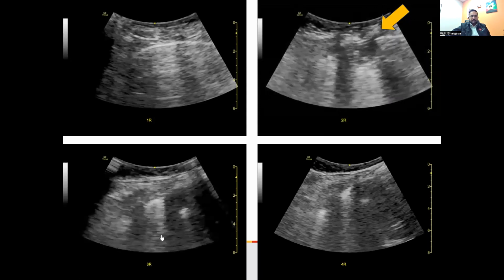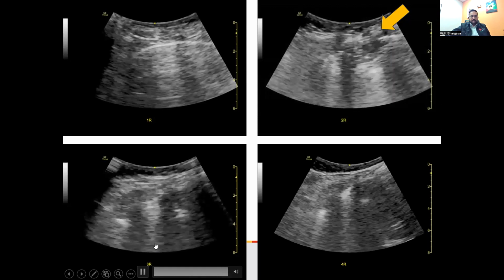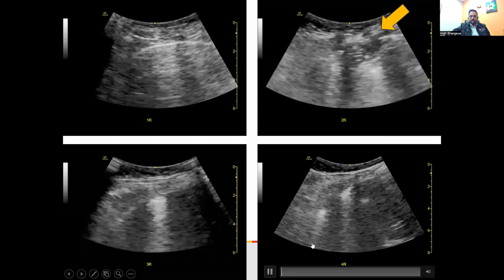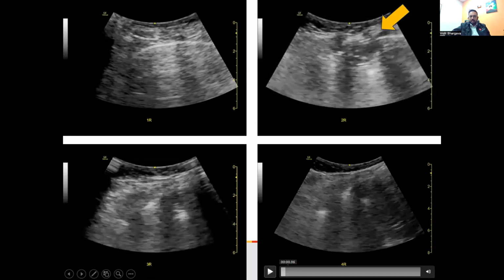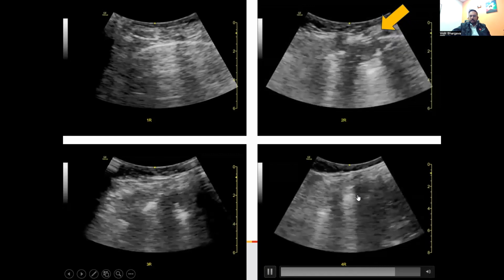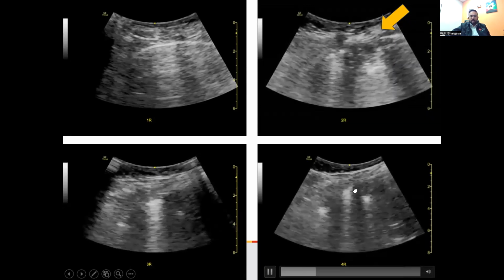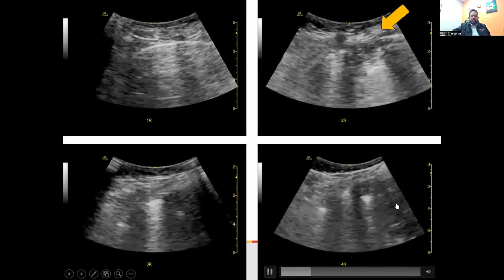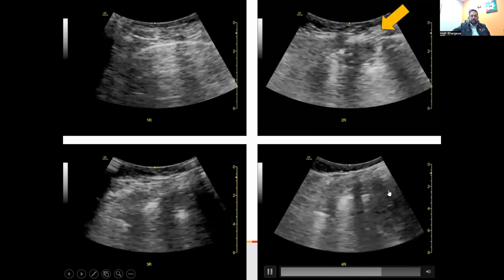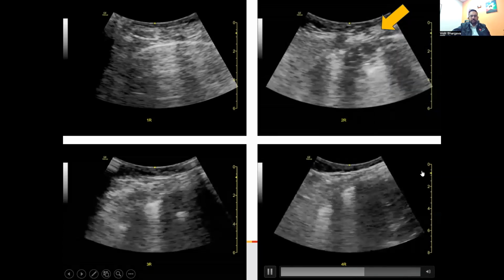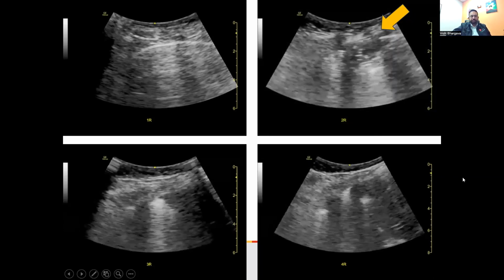On the lateral images, again, you see some confluent B lines and some air bronchograms. Let's see if this will play. Similar findings on the right lateral as well, where you're now starting to see the kidney and the liver over here, and then some confluent B lines, maybe some small subpleural consolidations.